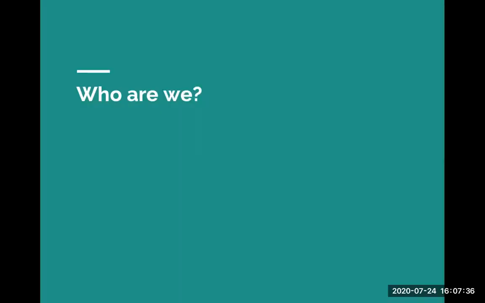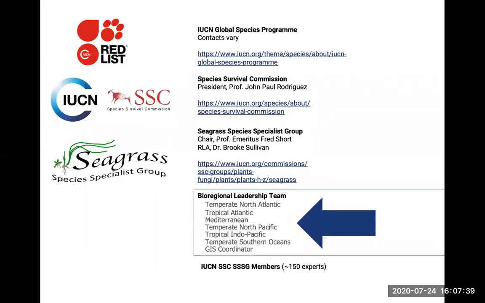So who are we? The Red List, I'm sure you've heard of it, administered by the IUCN through the Global Species Program. And the Global Species Program has 6 commissions working towards this goal of conservation biology. So one of the commissions is the Species Survival Commission, and the Seagrass Species Specialist Group is part of that commission. And the chair of our group is Professor Emeritus Fred Short.